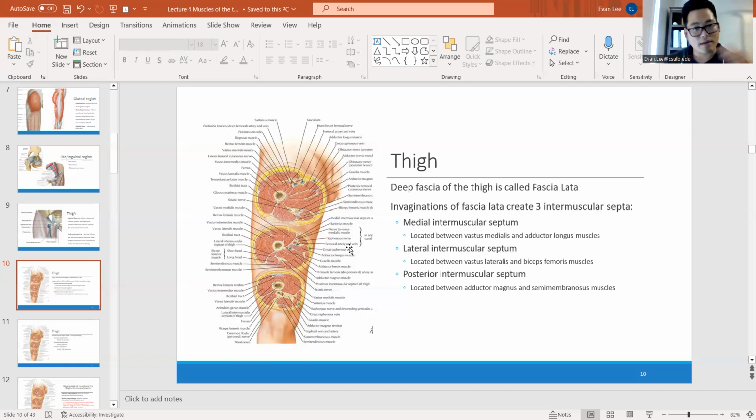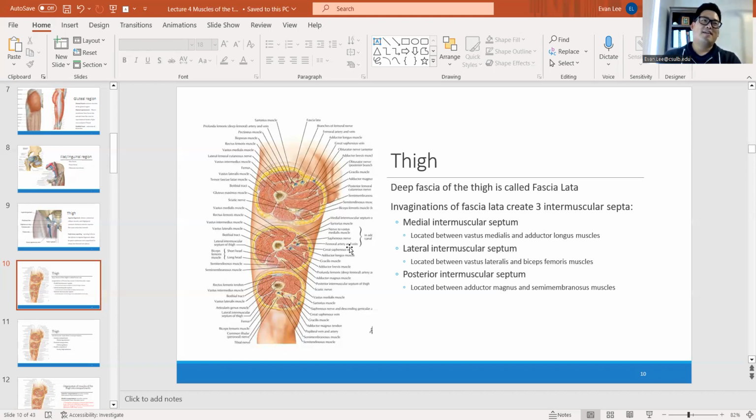But then on the lateral side, you have one septum that divides the hamstrings and the quadriceps. And that's going to be right over here on the side. And that's going to be the lateral intermuscular septum. Now, these septa are going to help with dividing up these thigh muscles, which will then be compartmentalized into muscles that mostly do the same action and mostly have the same innervation.